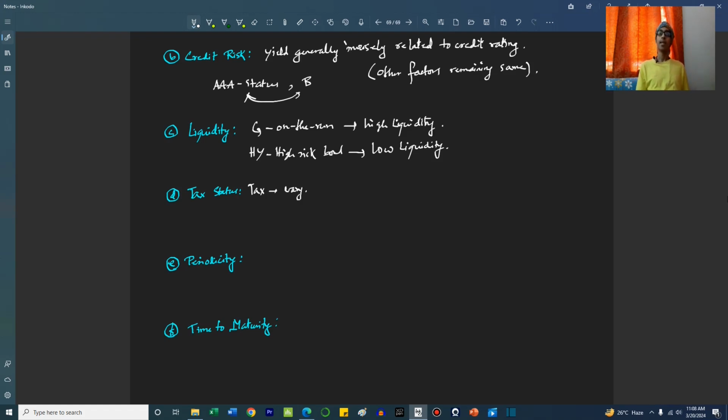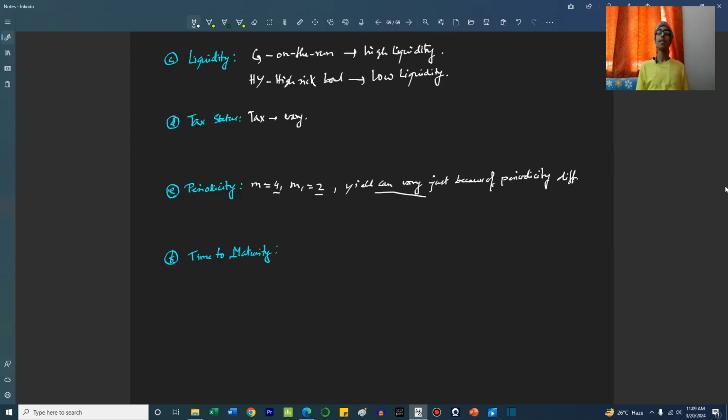Periodicity. Let's say a bond is a quarterly coupon paying bond and another bond is a semi-annual coupon paying bond. Even if all the other factors are identical for these two bonds, the yield will vary just because of these two factors. Just because of periodicity differences, the yield can vary.